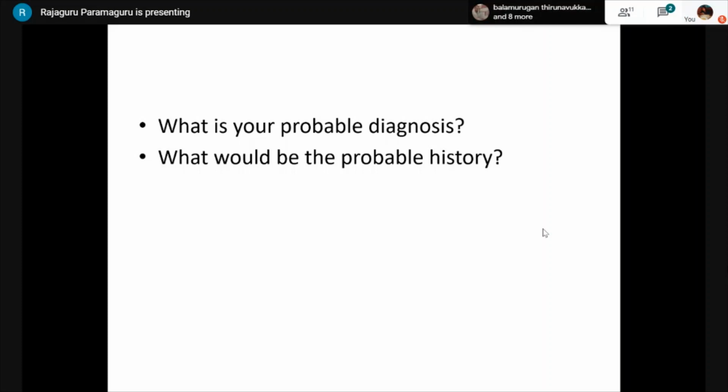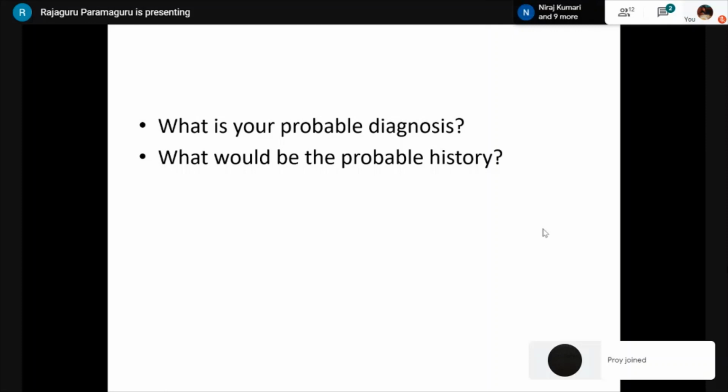I have purposely hidden the history. Actually, it would be so straightforward. I just want to show you this: without knowing the history, how will you come to a diagnosis? Just for that purpose, to understand the pathology more clearly, I've put it like this.